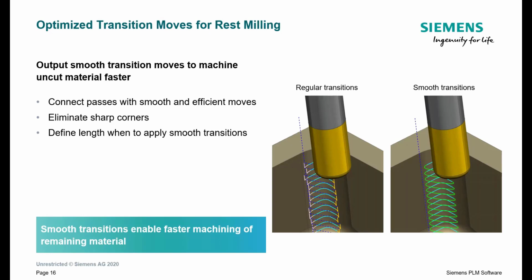Note that it works in cutting feed rate only. With the new transition smoothing, the operation will connect short distances with a smooth and efficient transition. You can get a natural smooth transition without sharp corners and faster machining times.